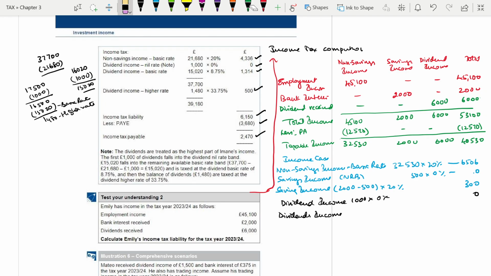37,700 minus, okay. Next, how much do we have to make it a point? It comes to how much? 37,700 minus 32,530. How much will he get? This one, 32,530. Fine.